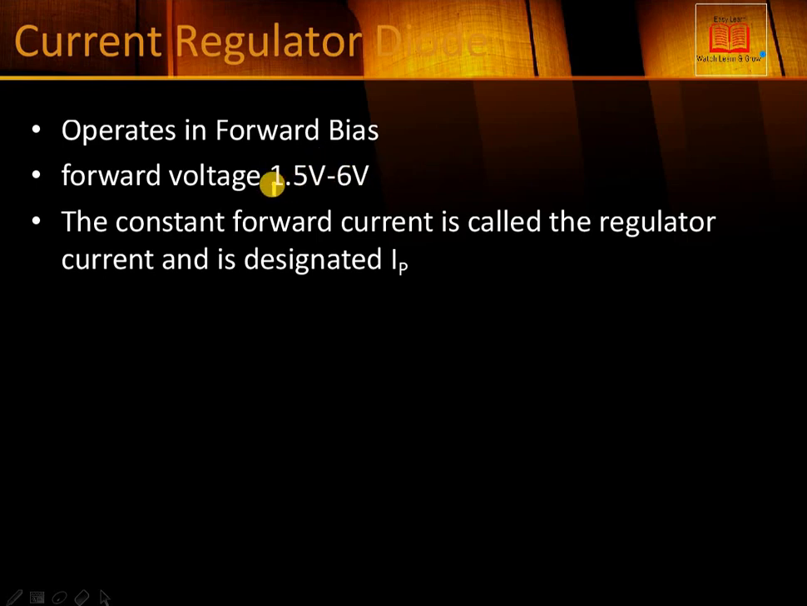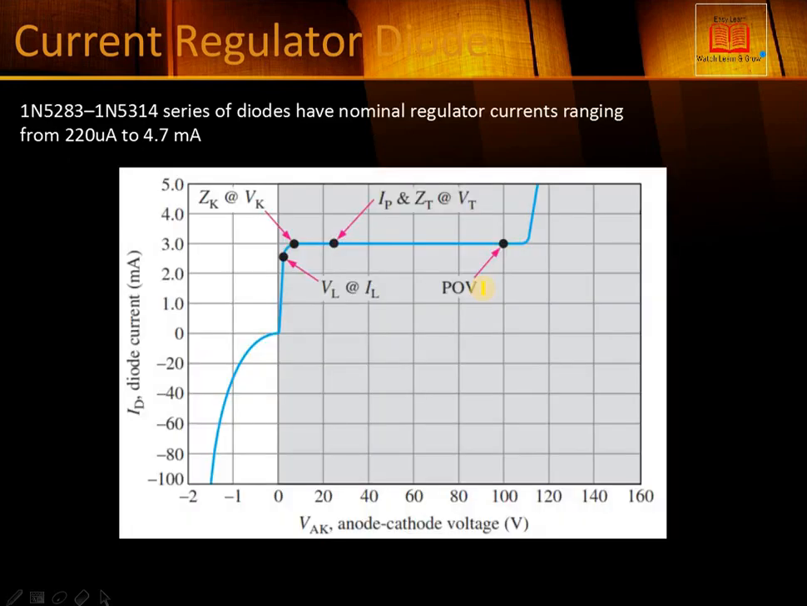Here in this case, after 1.5 volts, or say 6 volts, the current does not increase. It will attain its highest peak in this region within 1.5 or 6 volts, and after that it attains a value of current and tries to maintain the value that it gained in this particular region. The constant forward current is also called the regulator current, and it is designated as IP.